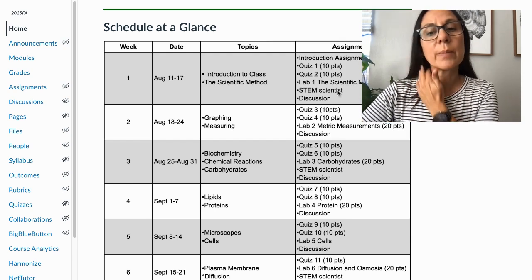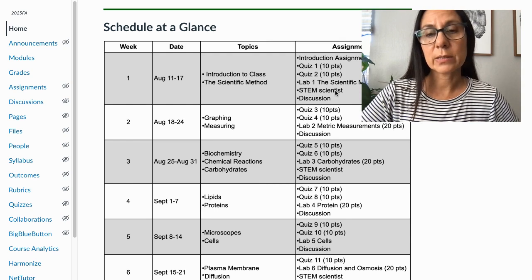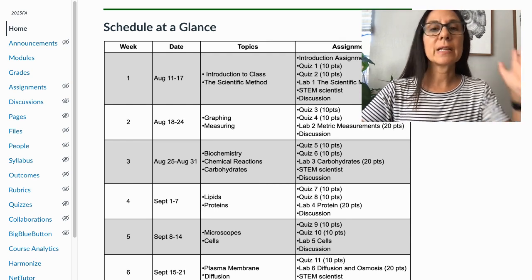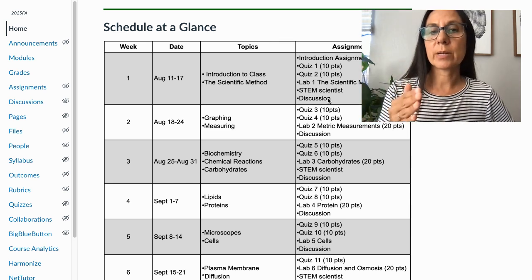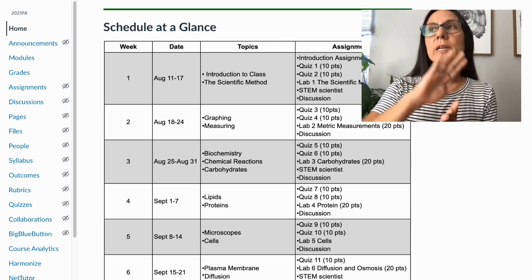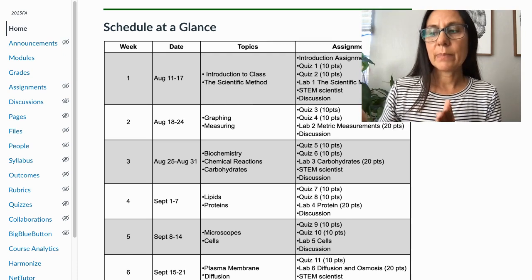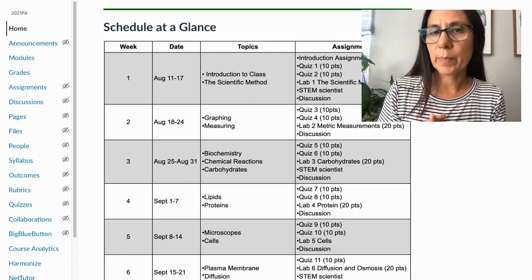Then you're going to learn about a STEM scientist and write a little reflection on it. And then at the end of every week, there's going to be a discussion where you have to post a discussion by Friday, and then you need to come back during the weekend and respond to your 2 group members.